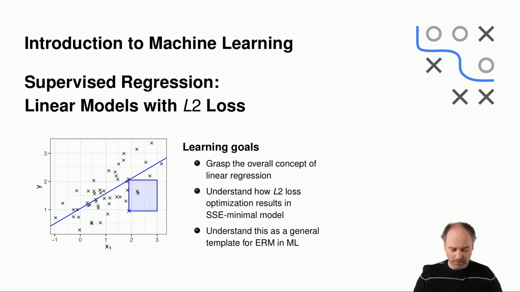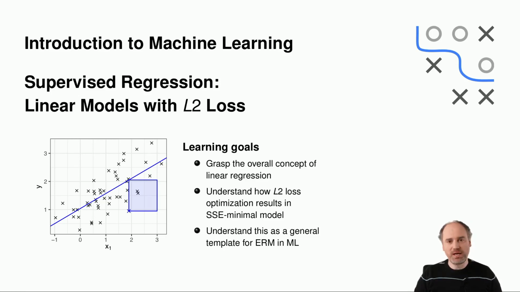You'll also understand how these linear regression models are usually minimized, and usually you will use something like the L2 loss. We can also call this the sum of squares error or the mean squared error. And we'll understand how the optimization of the L2 loss together with the linear model results in an SSE minimal model.